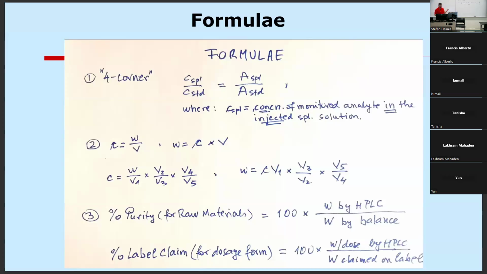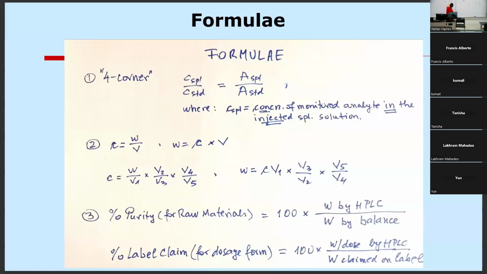And then finally, percent label claim. You guys see this okay over there? Kind of a weird angle. Percent label claim is going to be the weight of the dose by HPLC divided by the weight claimed on the label.